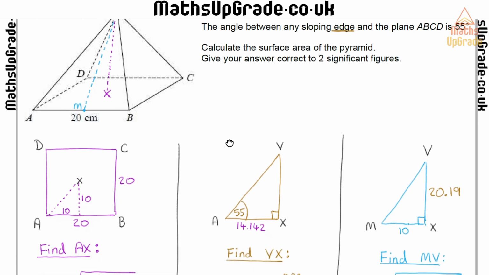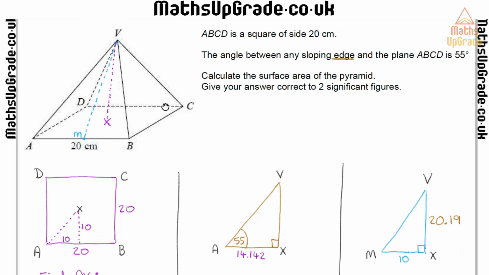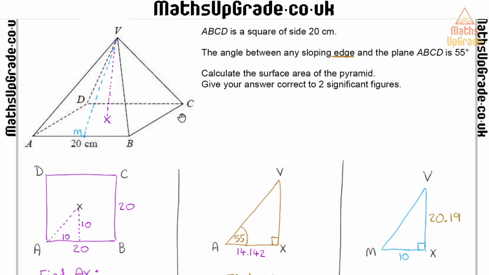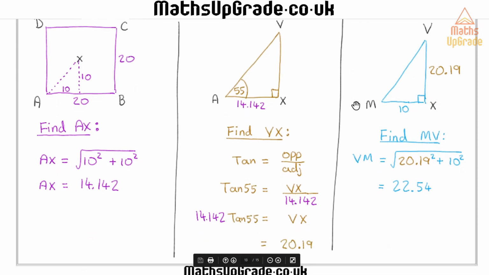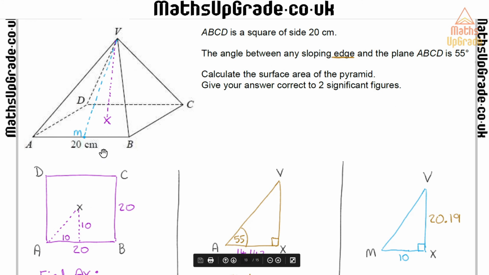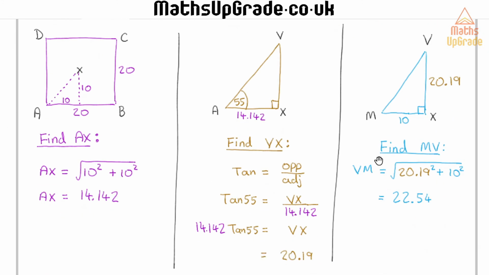So MV I can find quite simply by redrawing this as a right angle triangle. There's point V, point M, and point X is the center of the base there. Since I know VX from earlier as 20.19 and I know MX is just 10, which is shown on this diagram here, I can use Pythagoras to find VM as 22.54.